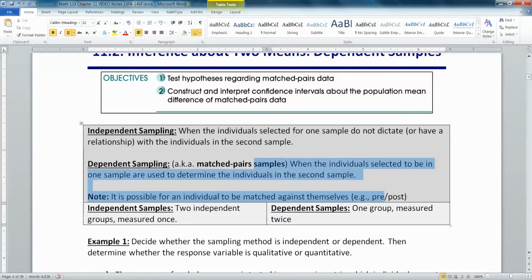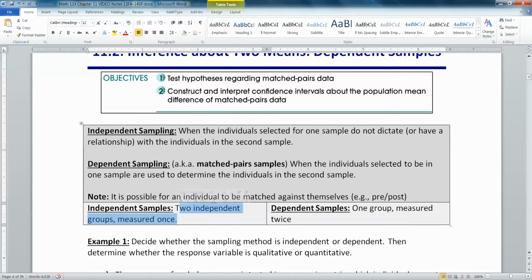Or husbands and wives, brothers and sisters, twins. Those are all dependent sampling, right? Because the first person affects the second person. They're interconnected. Independent sampling is when it's two independent groups. Generally, you only measure them one time. So I have a whole batch of one group over here and a whole batch of another group over here, and they have nothing to do with each other, and I'm going to measure them once. Dependent samples tend to be one group that you measure twice. So you do the husbands, then you do the wives. You do the pre-test, then the post-test. You have them sip Pepsi, and then you have them sip Coke. Those are dependent samples.